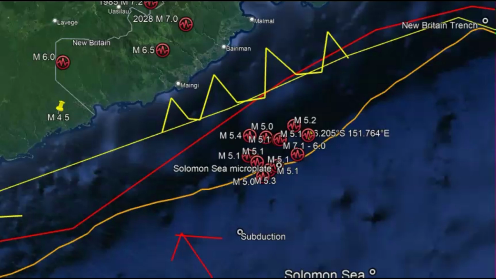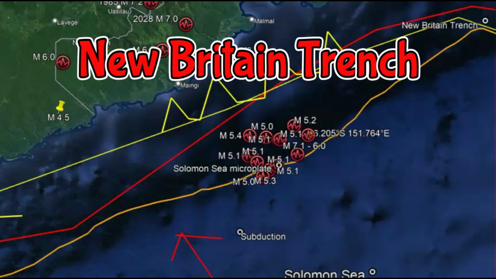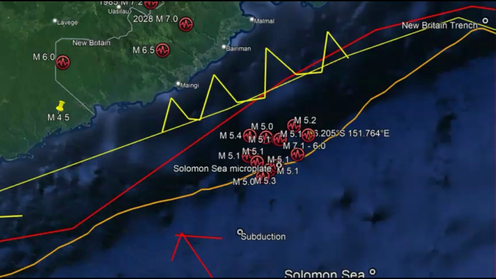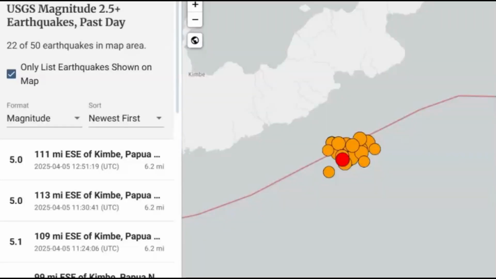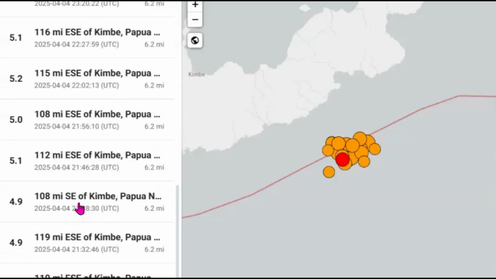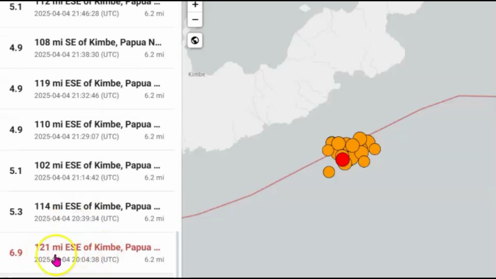More than likely, this has to do with the New Britain Trench, subduction of many plates that are moving around, colliding here. A 1 to 3 meter tsunami warning was sent out. That has now passed. It was put out for an area of about 300 kilometers. USGS is reporting 22 earthquakes of magnitude 2.5 or greater since this initial magnitude 7.2. Like I said, they downgraded it.